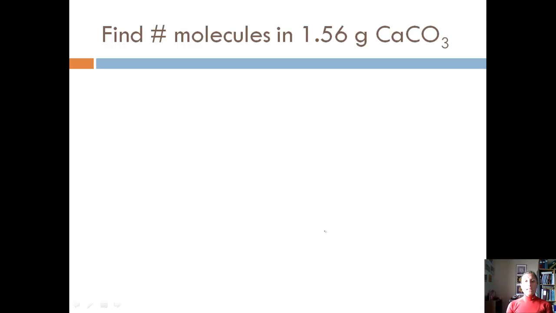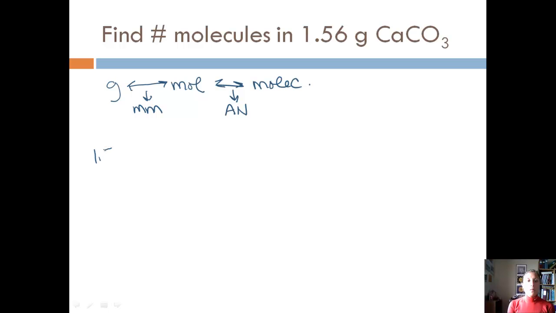So we want to find the number of molecules in 1.56 grams of calcium carbonate. So we're going to go from grams. Now if I want to go to molecules, I know I have to go to moles first, and then I can go to molecules. So to go from grams to moles, I'm going to use, because this is a compound, molar mass. And to go from moles to molecules, I'm going to use Avogadro's number. So let's start with my 1.56 grams of calcium carbonate. Because I used calcium carbonate in the last example, I already know the molar mass, so I don't have to go through and recalculate that.